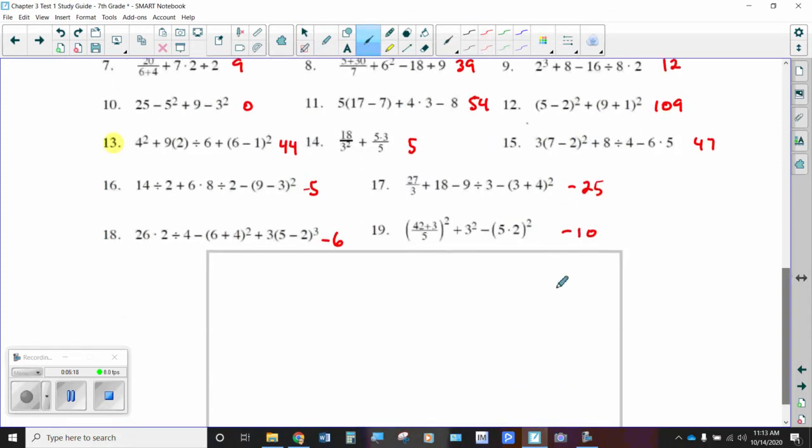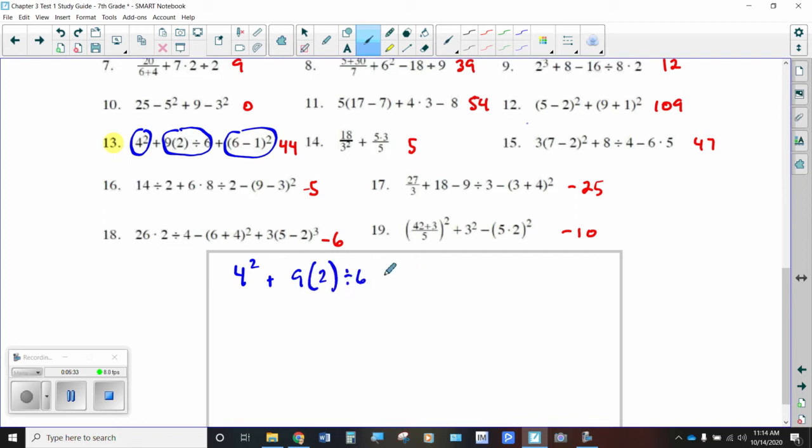So for 13, let's see, if I circle the terms, that's a term. This complicated mess is a term, and that complicated mess is a term. So I'm going to go 4 squared plus 9 times 2 divided by 6 plus parentheses 6 minus 1 squared. So if I do order of operations, I have to do this one first, right? So I'll just go ahead and do that term first. This is going to be 5 squared. And then I'll write everything else in, because it's always good to keep track of everything.